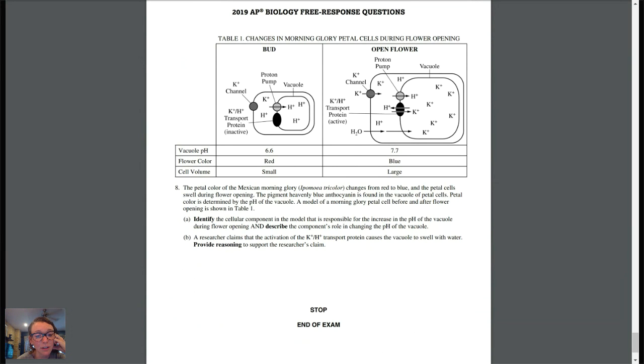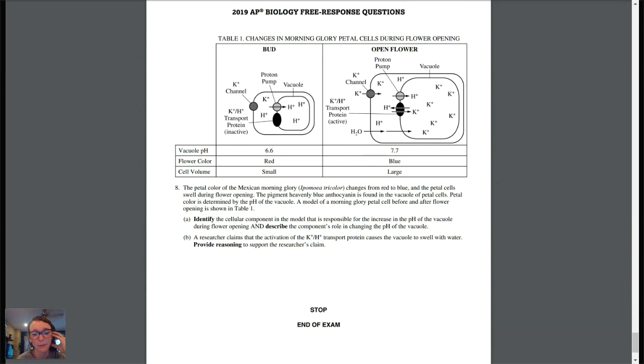And then B, a researcher claims that the activation of the transport protein causes the vacuole to swell with water. Provide reasoning. So you want to say that we're adding ions. We're adding potassium ions, and you can see that we have a lot more ions inside of the vacuole than we do on the left-hand side, which means that the environment has become hypotonic and the vacuole itself is hypertonic in comparison to its environment. So therefore, water is going to be drawn inside, or you could have said that water is drawn to where we have higher concentrations of ions. I'm sure any of those would get you the points for why this is swelling.